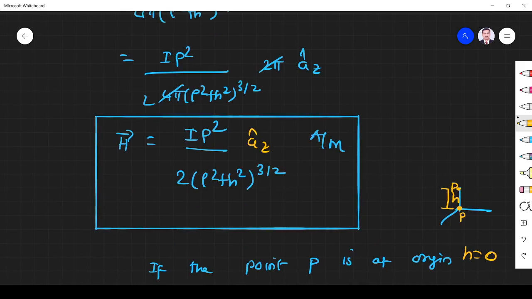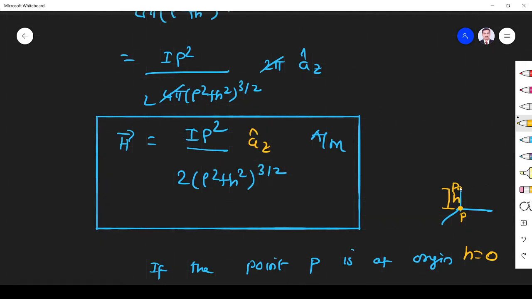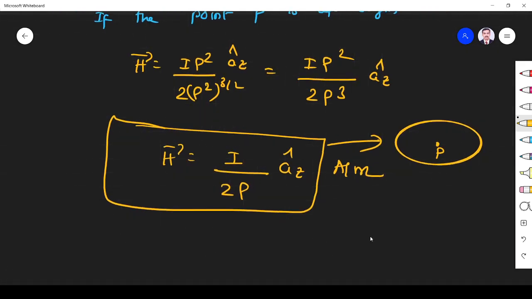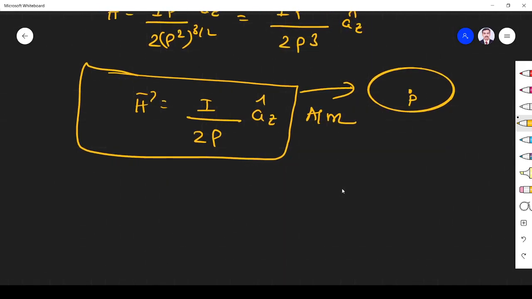So if the field point is located here, this is the equation. My disk is here, right? So this is the equation for H at any point on the axis other than origin. This is the equation for magnetic field at origin. Okay, so that is a very important point.